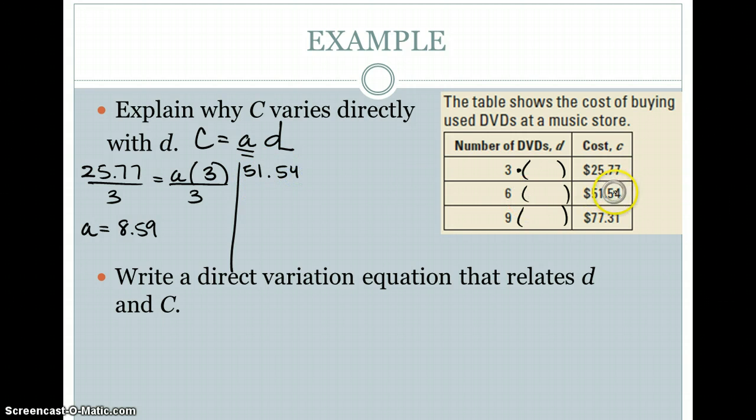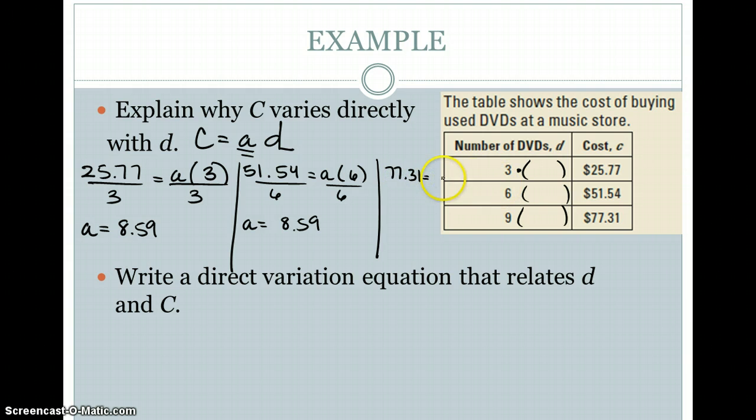So check it out for 51.54, because that's the C for the next one. Does that equal the same A times 6? So divide by 6, divide by 6. A is equal to, check it out in your calculator, $8.59 yet again. So if it works for the next one, it works always. Another way to do this would just be to multiply 9 times 8.59 and check in your calculators to see if you get 77.31. Pause, do it. I'm going to pretend like you did it. Or you can also just set up the equation and get the same thing. But yes, it does.